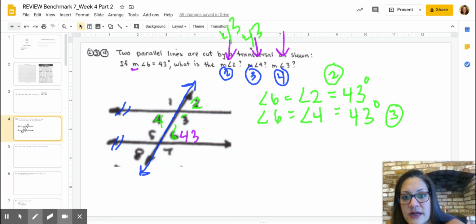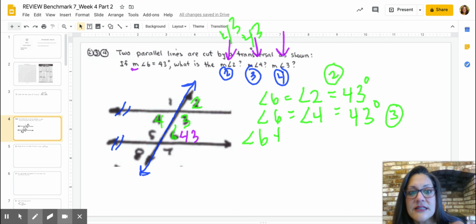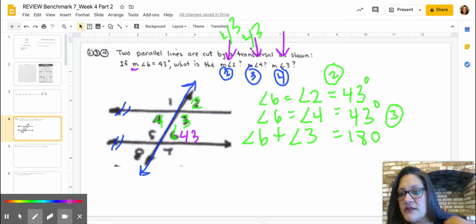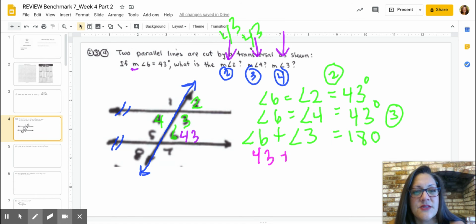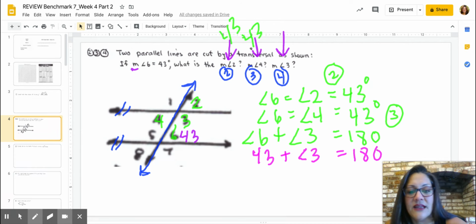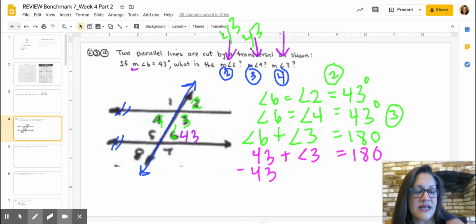Now we have the measure of angle 3. And here is where 3 is. This is going to be the same side interior angles. That means the measure of angle 6 plus the measure of angle 3 is going to equal 180 degrees. I should have done that one in a different color also. We know angle 6 is 43. So that plus whatever angle 3 is going to equal 180. Subtract 43 from both sides.